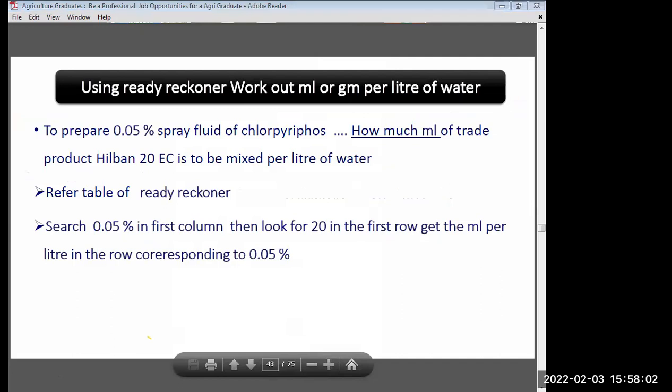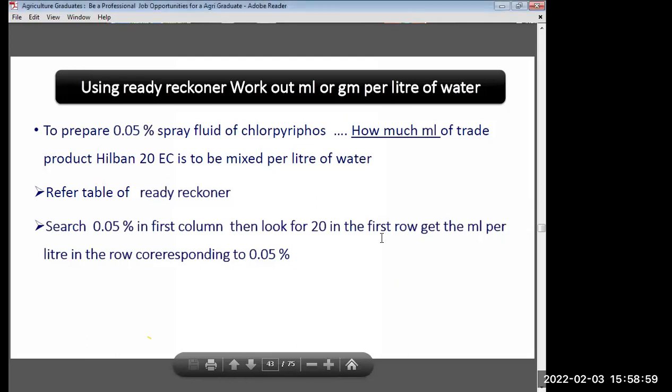Then there is a ready reckoner. With the ready reckoner, you can immediately search the row and the column and get how much ml per liter of water. For this, we are having Hilban 20 EC. It has been recommended to spray a 0.05% solution, for which how much ml of chemical is to be mixed with 1 liter of water, we can refer to a table of ready reckoner. This table has been xeroxed from the 1984 book Elements of Economic Entomology by Dr. Vasantharaj David and T.K. Kumarasamy.